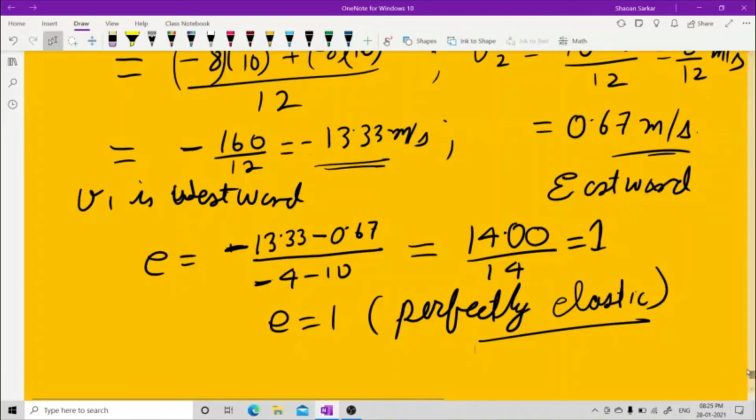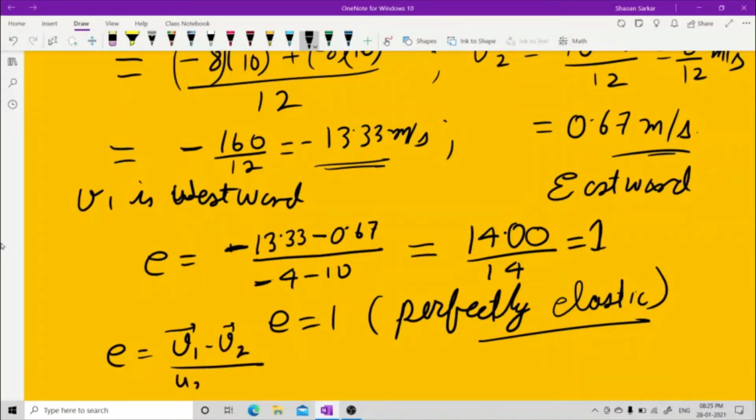Now the next is, let me write down the formula for you here. E is V1 vector minus V2 vector upon U2 vector minus U1 vector. You should always remember this. This is the point. Now the next question, let us see which is the next question.